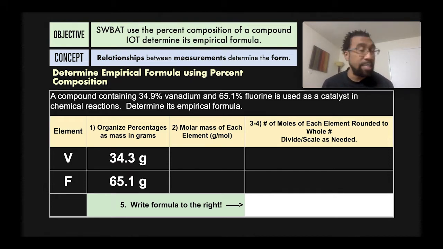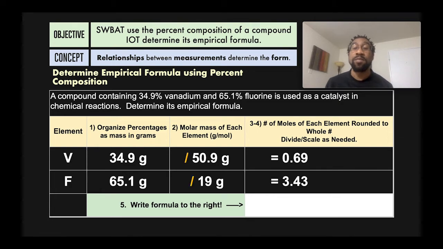Next, let's run to that periodic table and get the molar mass for each element. So vanadium is going to have a mass of 50.9 grams, and fluorine is going to have a mass of 19 grams. What's our next step? Simply divide across. So 34.9 grams divided by 50.9 grams will give us 0.69. And for fluorine, 65.1 divided by 19 gives us 3.43.